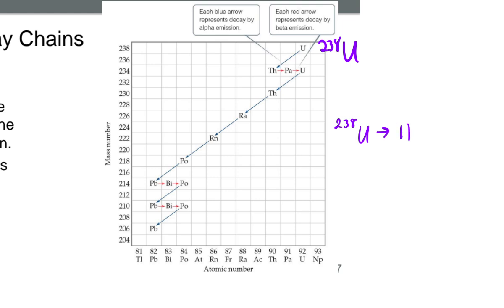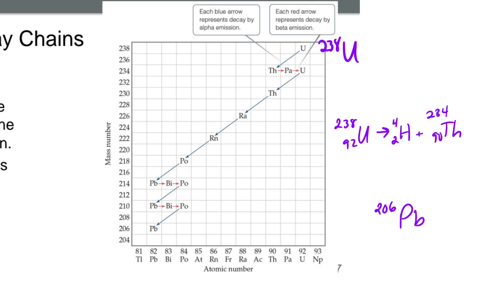So uranium-238 will first undergo alpha emission to form thorium-234. That then undergoes a beta emission to form Pa, protactinium-234, which then undergoes another beta emission to form uranium-234. From there, there's another alpha emission, and another, and another, and another, and another. And eventually we get down to the stable nuclide, which is lead-206.